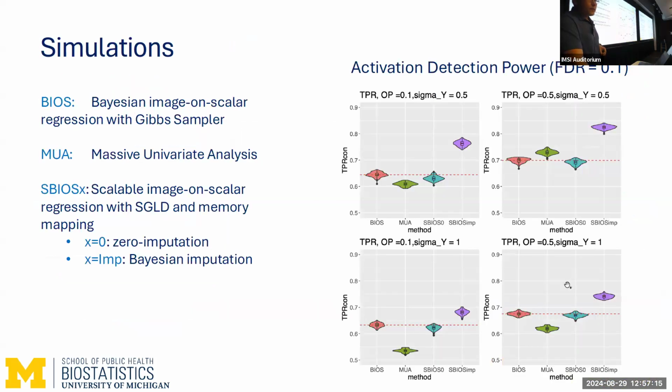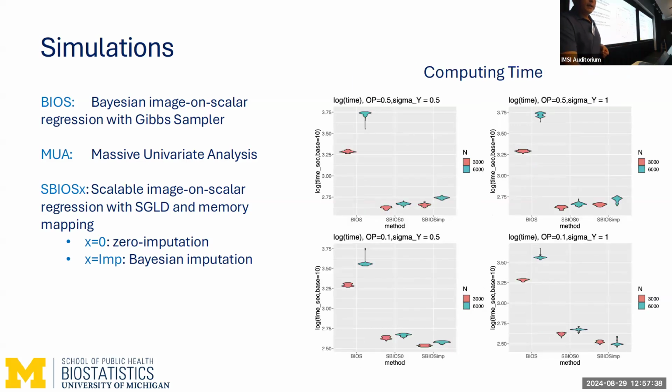So here is some evidence that this method can give you better performance. If you control FDR and compare against the massive univariate analysis, with the regular Gibbs sampler you can see the power has improved a lot. If you simply impute zero values, then you actually lose power.